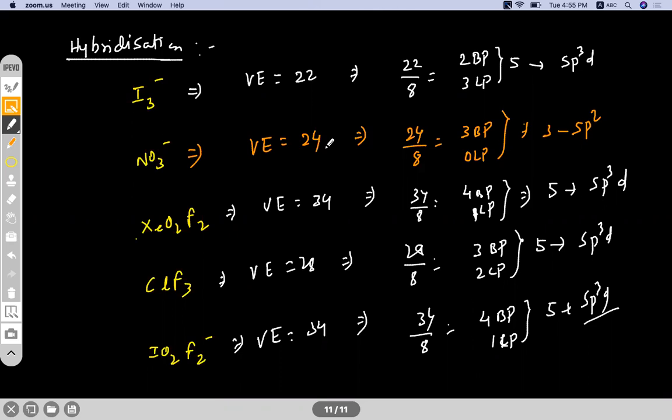Any doubt, guys, in this? Are you finding it difficult or easy? Or moderate? Okay. Yeah, these are not much tough. Once you practice a bit more, you will have the idea of how to do it.